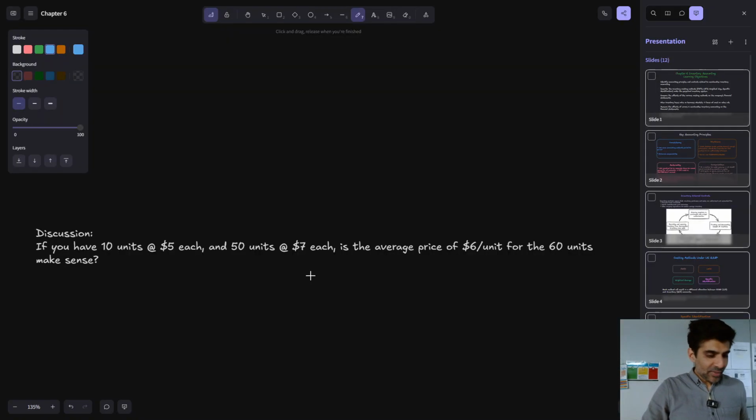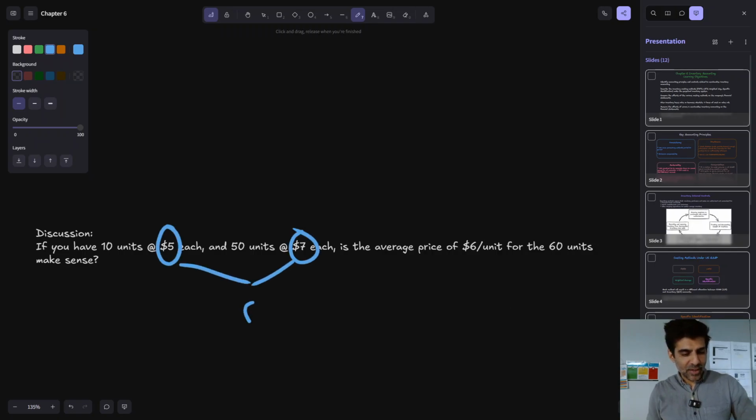If you have 10 units at $5 each and 50 units at $7 each, is the average price of $6 for the 60 units? Does that make sense to use? Think about that for a minute. Talk to your neighbor. Discuss if you think that that's fair. Because remember, how did I get $6? The average of $5 and $7 is $6.